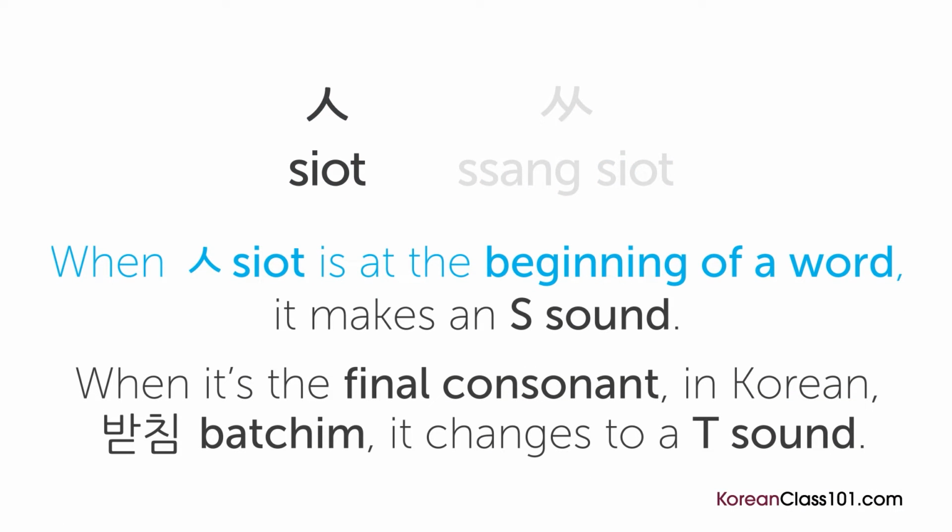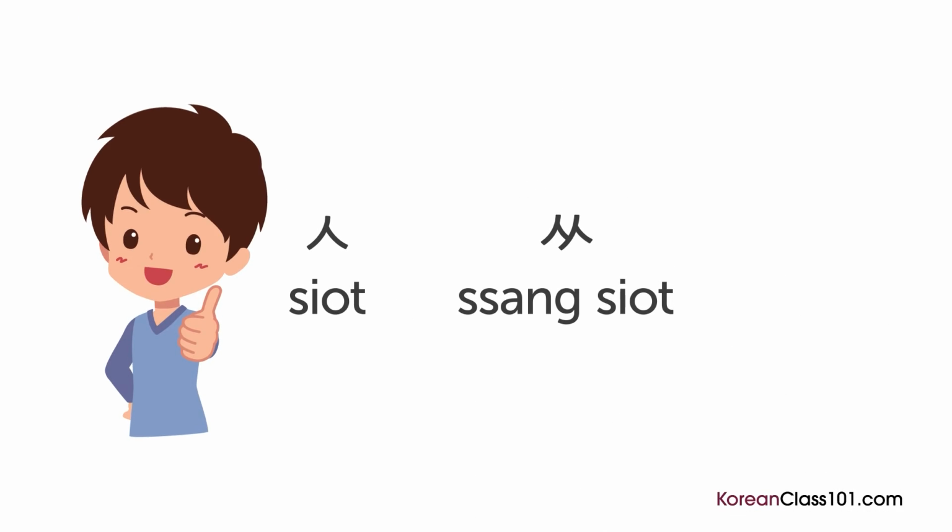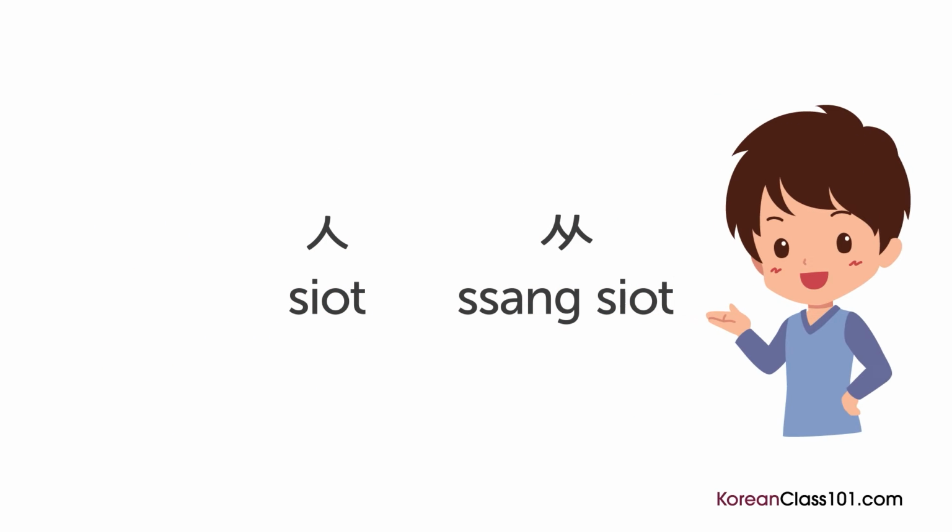When 시옷 is at the beginning of a word, it makes an s sound. When it's the final consonant in Korean 받침, it changes to a t sound. When 쌍시옷 is at the beginning of a word, it makes a s sound. But when it's in the 받침 position, it also changes to a t sound. Let's see some examples so you can hear how they sound.